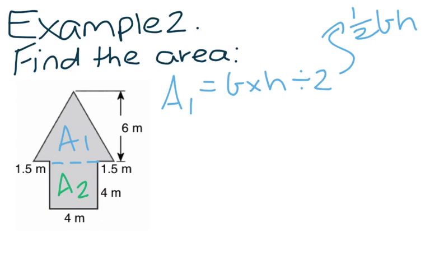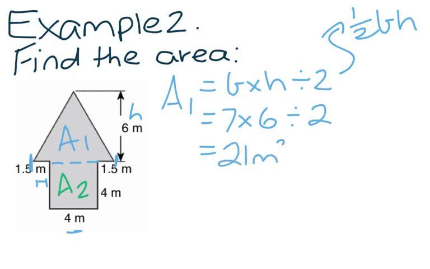So if we have a look, we need to figure out a measurement for our base. So our base goes from this point all the way over to this point here. So we have 1.5 metres each side to here. And you'll notice that dotted blue line that I've drawn across is 4 metres because you can see it from the base down here. So we've got 4 plus 1.5 plus 1.5, which gives us 7. So the base is 7, and it tells us that the height is 6. So then we're going to do divided by 2. 42 divided by 2 is 21 square metres.